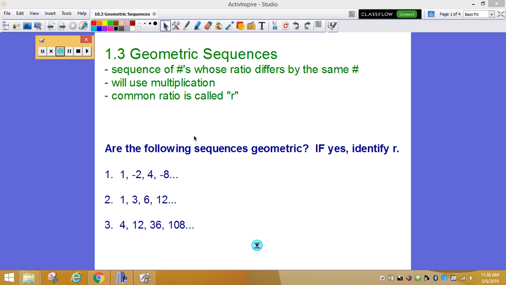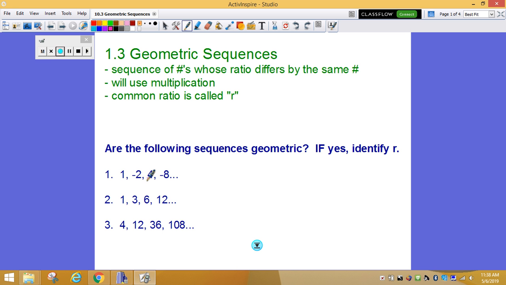So this is on geometric sequences. The difference between arithmetic and geometric is arithmetic adds the same thing every time, and geometric is going to multiply by the same thing every time. With arithmetic, whatever we added was called D. Well, in geometric, whatever we multiply by is called R. So let's do some examples just to figure out if they are geometric or not.